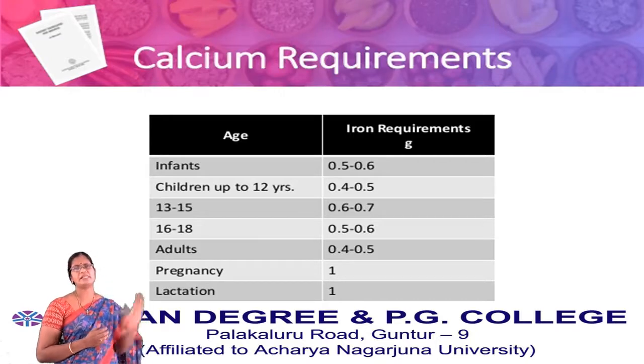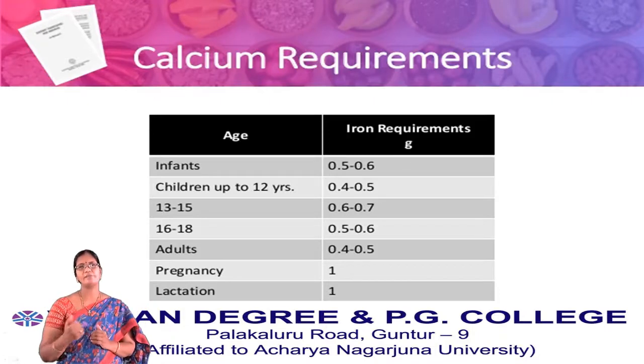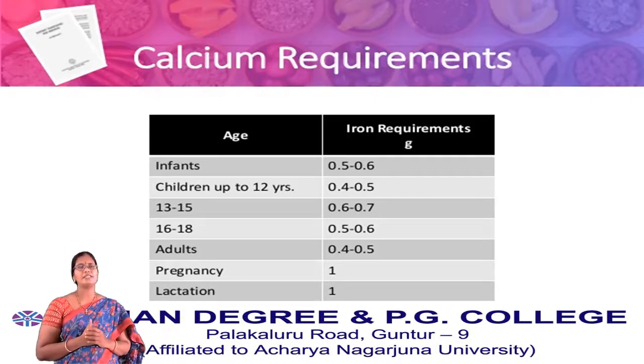Infants require 0.5 to 0.6 grams per kg body weight. Children up to the age of 12 years require 0.4 to 0.5 grams of calcium per kg body weight. And children in the range of 13 to 15 years require 0.6 to 0.7 grams of calcium per kg body weight. And the 16 to 18 years category requires 0.5 to 0.6 grams of calcium per kg body weight. And the adults require 0.4 to 0.5 grams. And the pregnant and lactating mother require 1 gram of calcium per kg body weight. So these are the requirements of calcium for different categories of people.